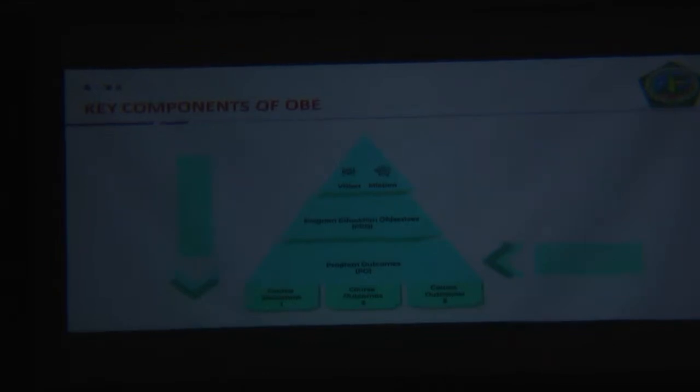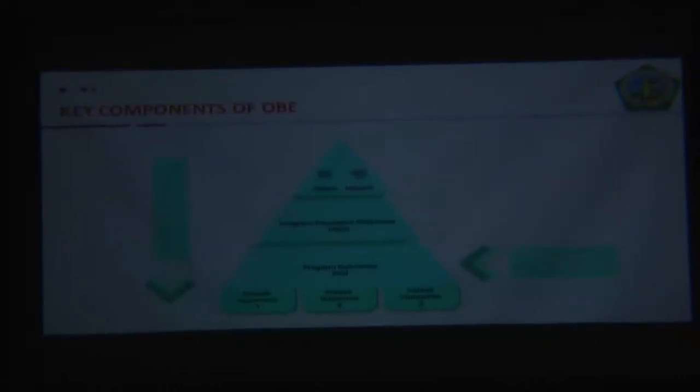Program education objective means the objective of joining the B.Tech program. So after doing B.Tech, after four years, what have you achieved in practical life? That will be the target for your program education objectives. And vision and mission are further bigger things at the institute level. Your institute has a certain vision, meaning where you want to see your institute and your students after, say, a span of 15 or 20 years.